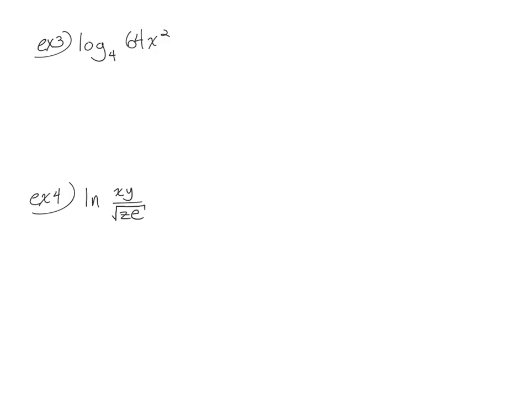All right, so I see two different bases here. I see a 64 and I see an x squared. They're being multiplied. There's a product of two different bases. So I will separate this out using the product rule. Pretty simple. We'll have log base 4 of 64 and log base 4 of x squared. Boom. Multiplication in the argument turns into addition as we expand.